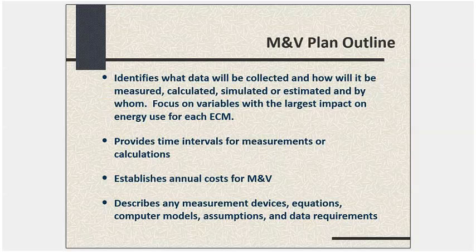So, in terms of the M&B plan outline, these are some of the things that would typically be in the M&B plan. What data is there? How are you going to collect it? What will be measured? What will be calculated or simulated or estimated, and who's doing it? And which variables are the most heavy variables? If you did an analysis of variance, what are the few variables that account for 80% of the variance in performance? Those are the ones that are the most critical to measure. Then what sort of time intervals are required for measurements or calculations?